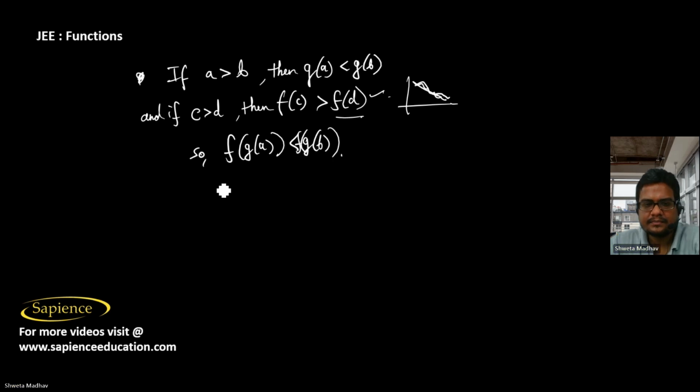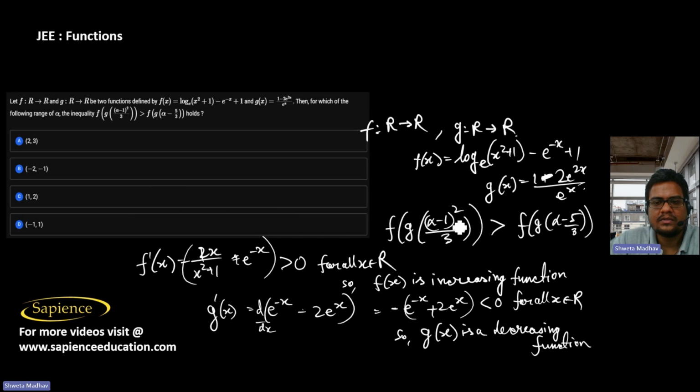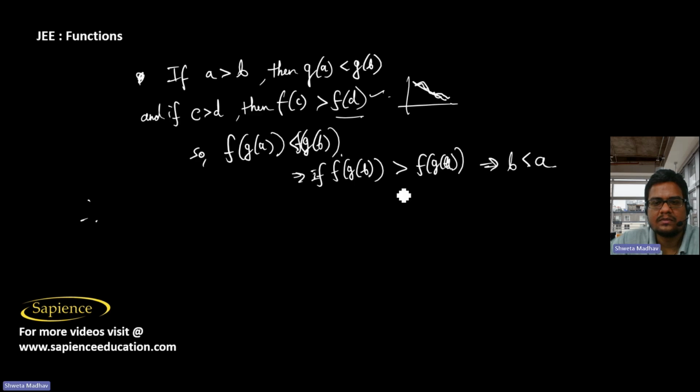So it means that if f of g of b is greater than f of g of a, that implies b should be less than a. So here also it is told f of g of this is more than f of g of that. So it means this value should be less than the other value. So alpha minus 1 whole square by 3 should be less than alpha minus 5 by 3.